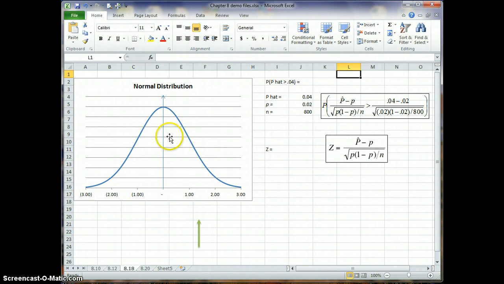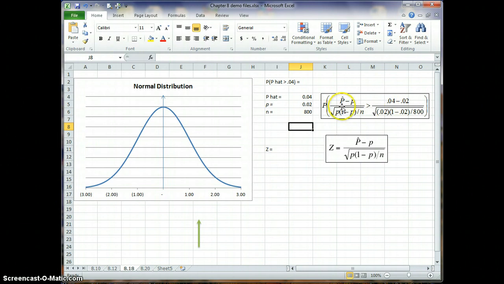So here we've got our normal distribution curve, which we'll plot something a little later, but we start out right up here with the idea that the probability of p hat greater than 0.04. That's what we're trying to calculate. So here's the formula. It's got the p hat minus p, so I've got p hat equals 0.04. P, which is the defective rate, is 2%, and then we've got 800 in the random sample.